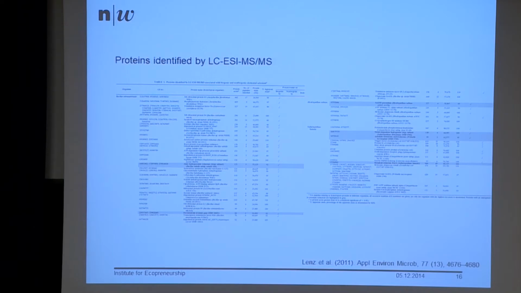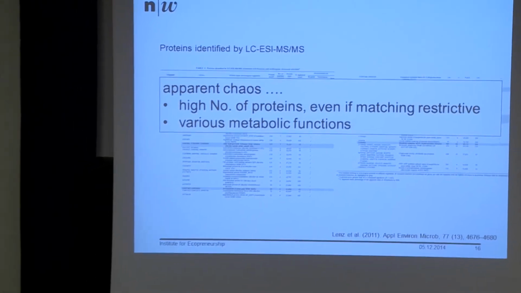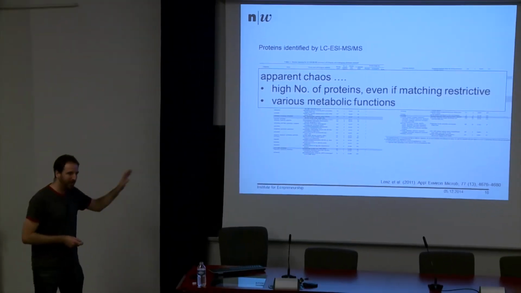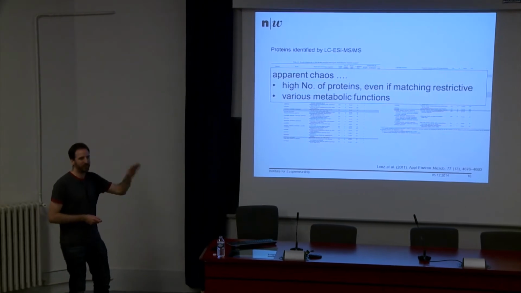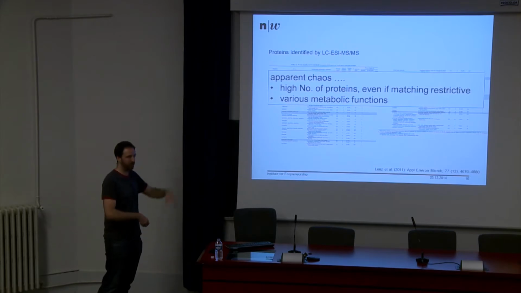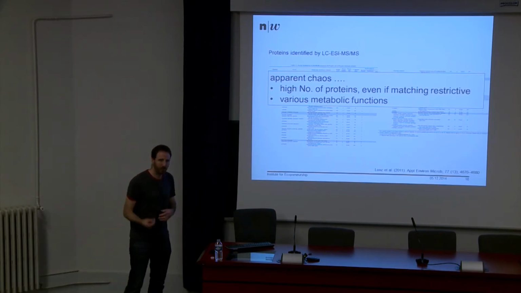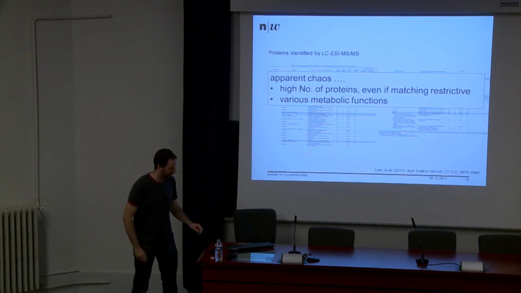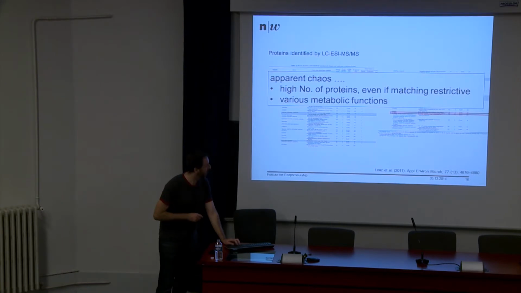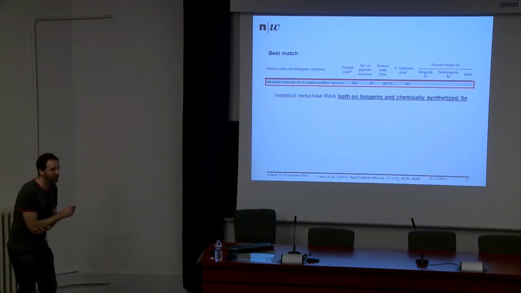So when we go to protein identification, you're not even supposed to read all these proteins. Basically there's a big chaos there. There's a huge number of proteins. We have been doing very restrictive matching. So we've been kicking out everything that is usually still considered as identified, but still you get huge tables. These are 2 pages in the paper. You have all kinds of metabolic functions, cellular locations. There's a big mess. However, there's one protein that has been called metalloid reductase.